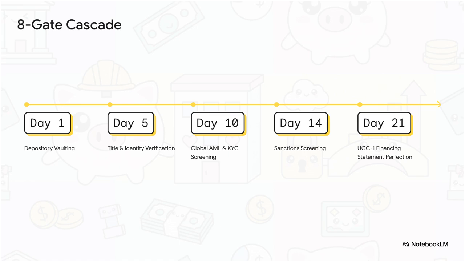First up, the physical coins are locked in an independent depository vault to prove strict chain of custody. You definitely can't just keep them in a shoebox in your living room. Next, the client has to clear global anti-money laundering, KYC, and sanctions screening. Finally, the family office's security interest is legally perfected in the public record via UCC-1 financing statement. This basically just ensures the collateral is unencumbered, totally clean, and legally bound.